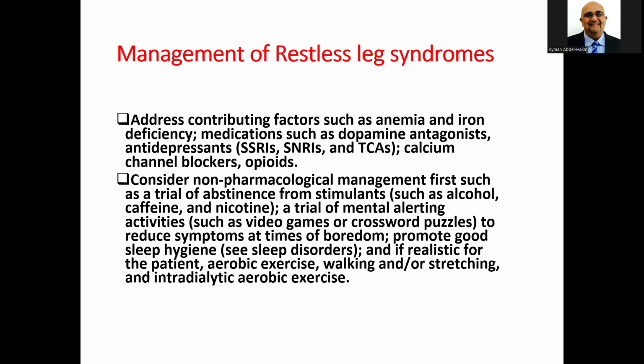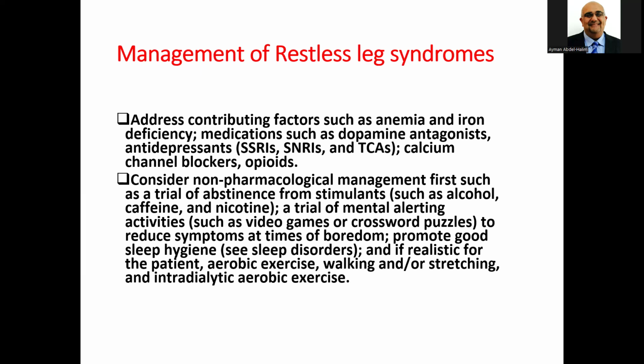Management of restless leg syndrome. Address contributing factors such as anemia and iron deficiency, and medications such as dopamine antagonists, antidepressants, calcium channel blockers, and opioids. Consider non-pharmacologic management.